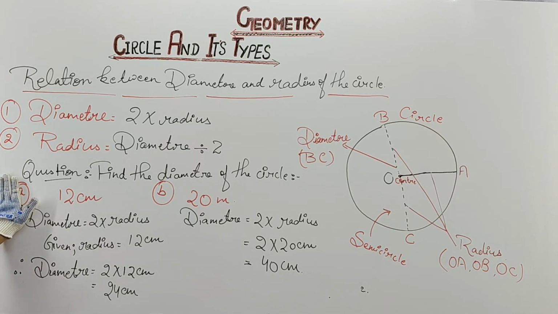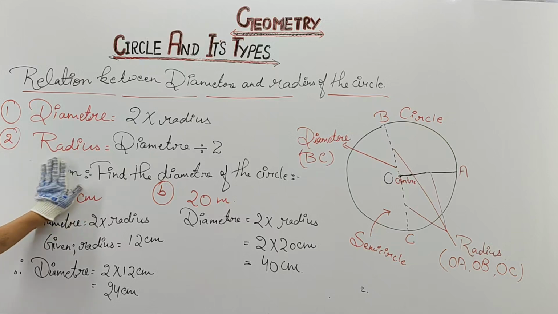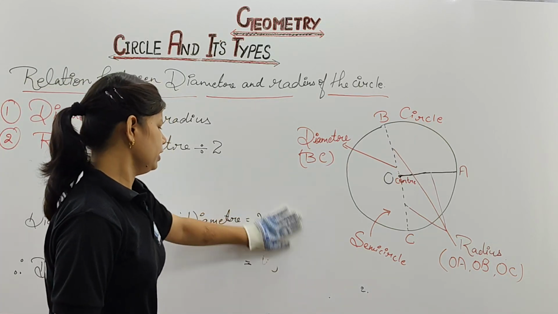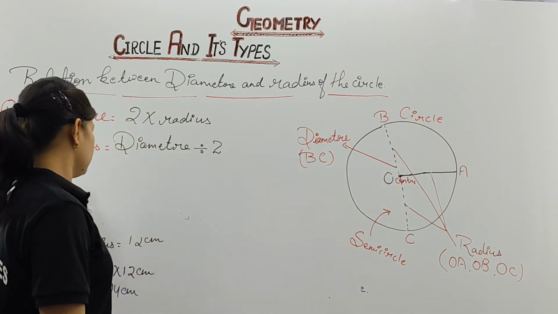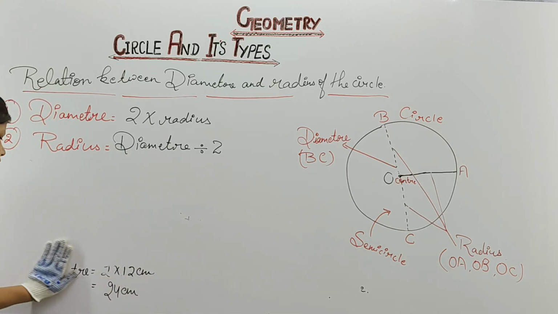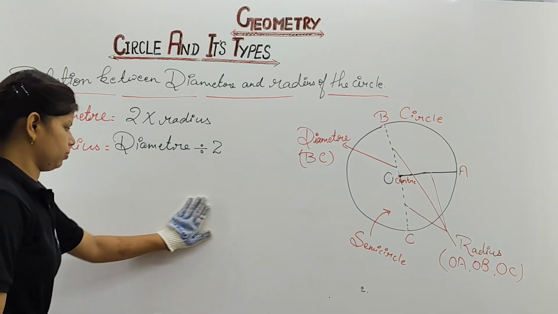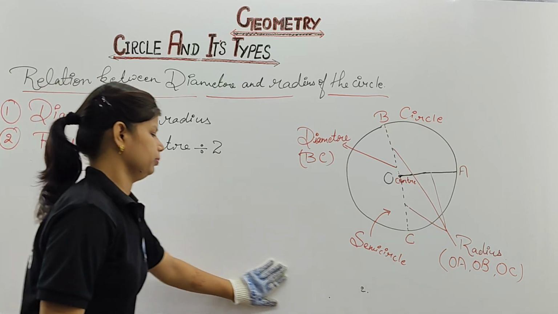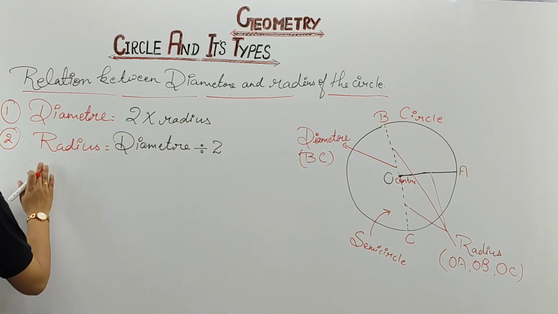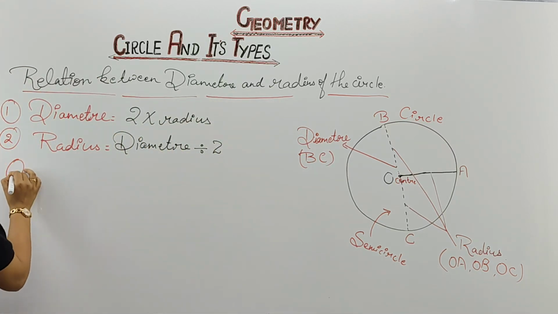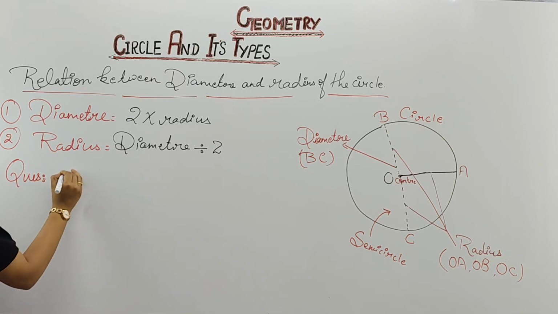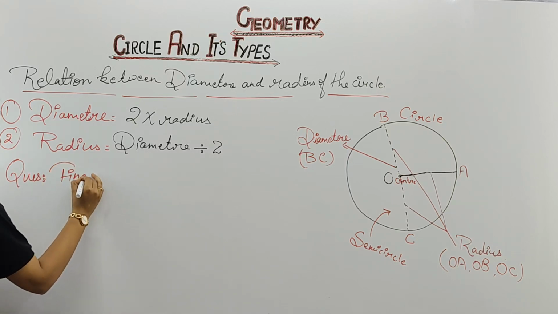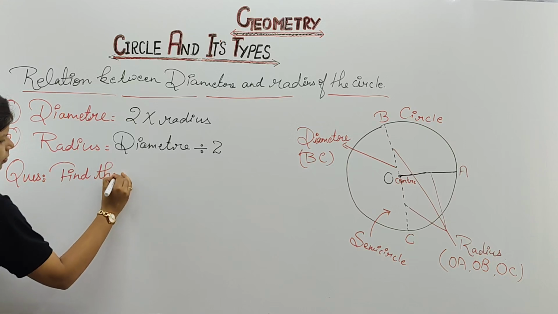This is the last pattern which we are going to discuss. Okay, I hope you have done. Find the diameter of the circle we have done. Now find the radius of the circle. Clear? Please take a note of this one. Question is given: find the radius of the circle.